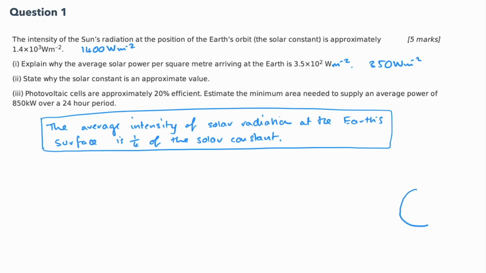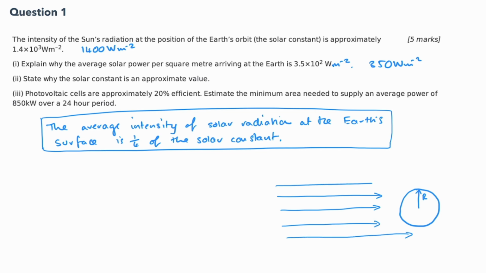So we've got the Earth here. It has a radius of r, and we have radiation coming in from the sun, like this. It says the solar constant is 1,400 watts per metre squared. So as it's reaching the Earth from the sun, it's giving 1,400 joules per second per metre squared. But the average on the Earth's surface is only receiving 350 watts per metre squared. So why is that?